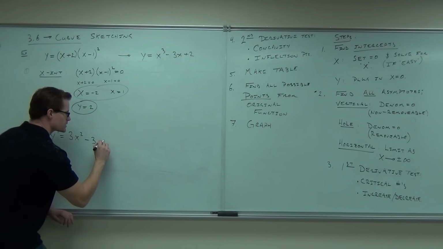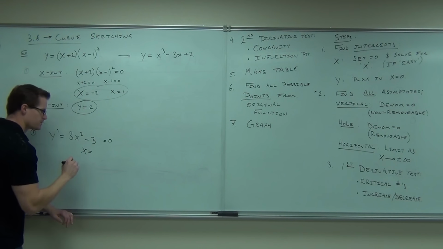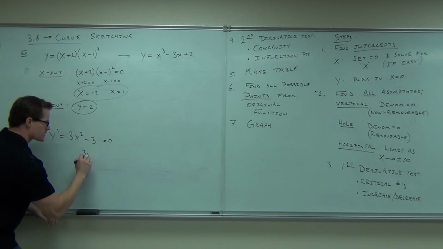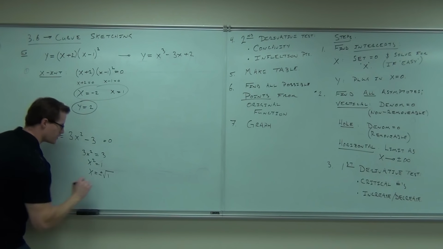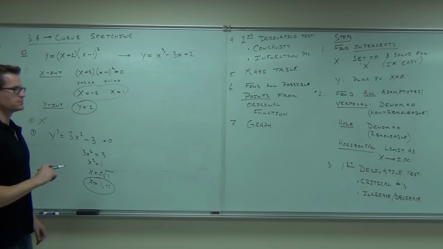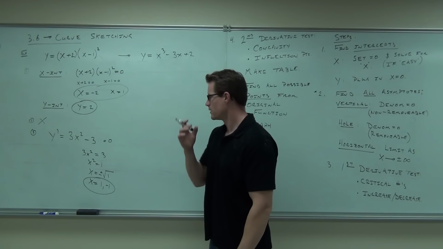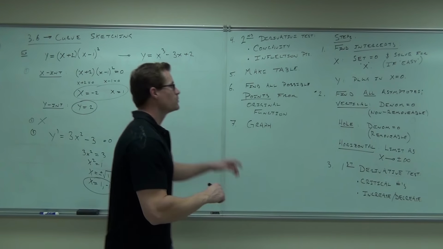If I set that equal to 0, I'm going to get x equals, well, I'll show the work on that if you really want me to. This will be 3x squared equals 3, x squared equals 1, x equals plus or minus the square root of 1. X equals 1 and negative 1. You okay with that so far? Okay. Hey, that's the first derivative test. That's not too bad. Let's do step number 4.